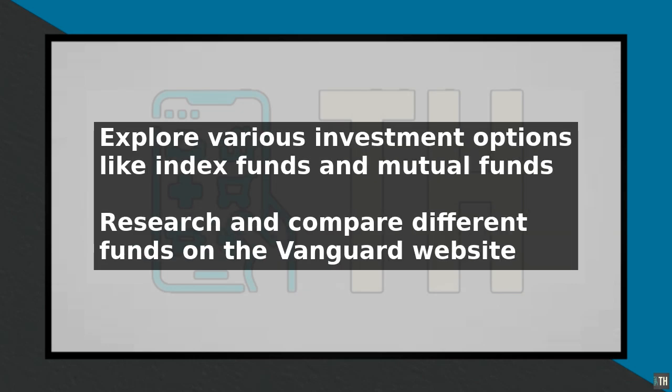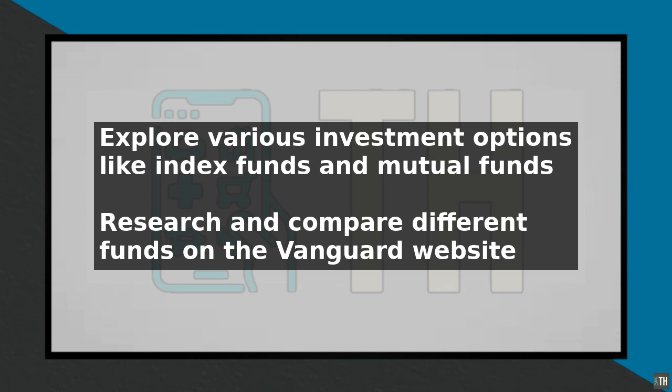To invest in a Vanguard fund, simply log into your account and navigate to the investment page. From here, you can browse the available funds and select the one that aligns with your investment goals and risk tolerance. You can also use the Vanguard website to research and compare different funds and read reviews from other investors.